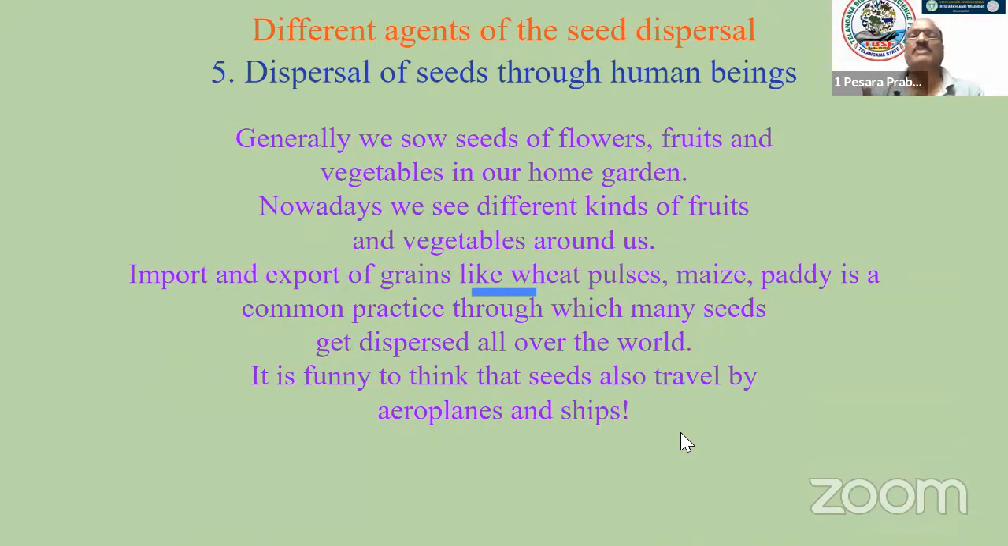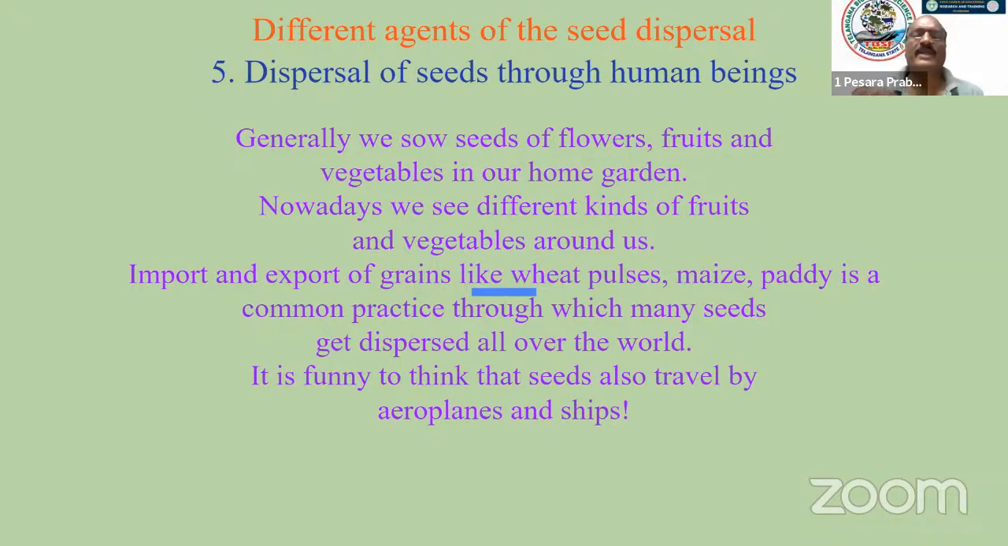So, dispersal of seeds through human beings, just now we discussed. Generally, we sow seeds of flowers, fruits, and vegetables in our home garden. For example, imagine I may visit Suryapet. So Bharat has some nice flowering plants. I may request him, sir, please give me some seeds. And I may carry those seeds to my home place like Khammam, and I germinate them here. It means the seeds are carried by human beings for our ornamental purposes, for our agricultural purposes, for our vegetable, fruit and flower purposes.